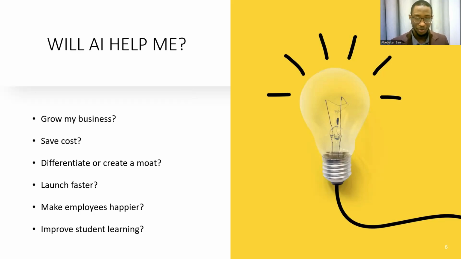So what we're going to look at today is how AI can help you grow your business. Also how it can help you save cost as well as differentiate or create a moat. When we talk about creating a moat, you want to have a barrier, something that makes you unique and is only meant for you alone, which other people cannot come into your pond and fish. So that's the main idea.